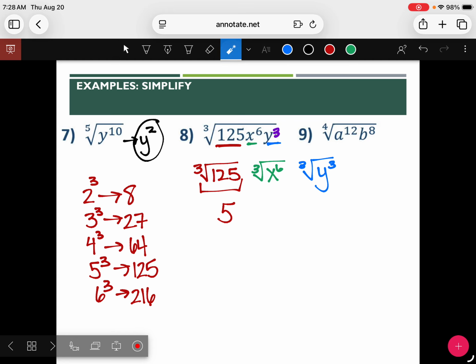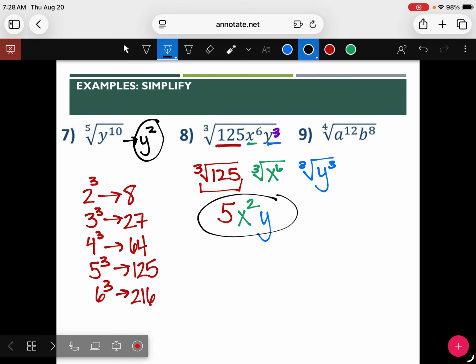Going back to your variables, I have 6 people. I want to put them in groups of 3. How many groups can I make? 2. Just 2, so that would be x squared. I have 3 people. I want to put them in groups of 3. How many groups can I make? 1. This would be your answer. So as we go along, the questions are just going to get more and more complicated, basically.